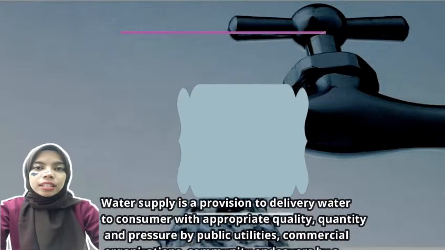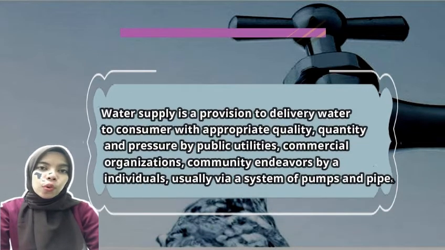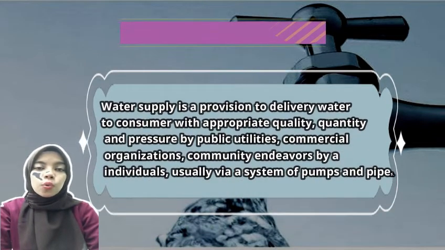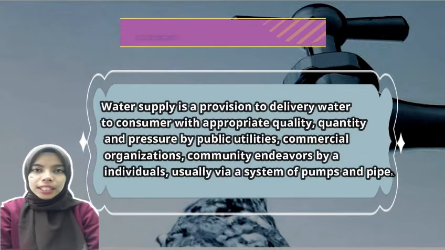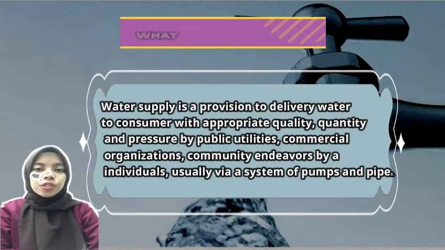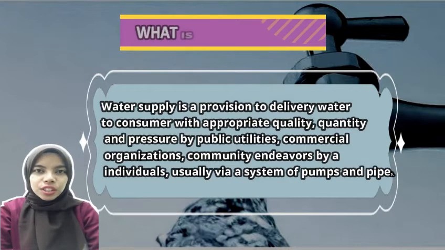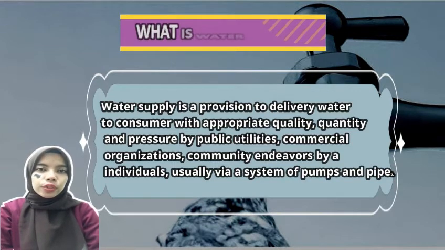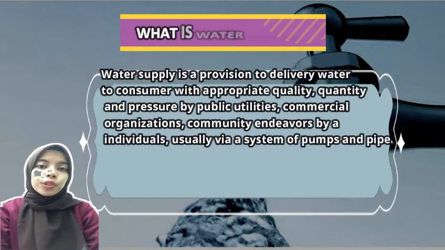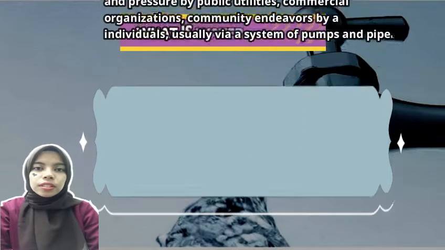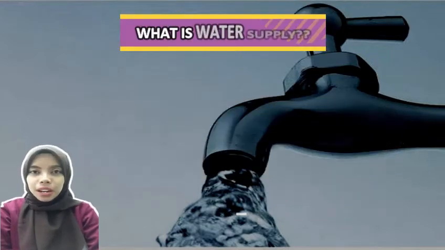What is water supply? Water supply is the provision of water to consumers with appropriate quality, quantity, and pressure by public utilities, commercial organizations, communities, or individuals, usually via a system of pumps and pipes.